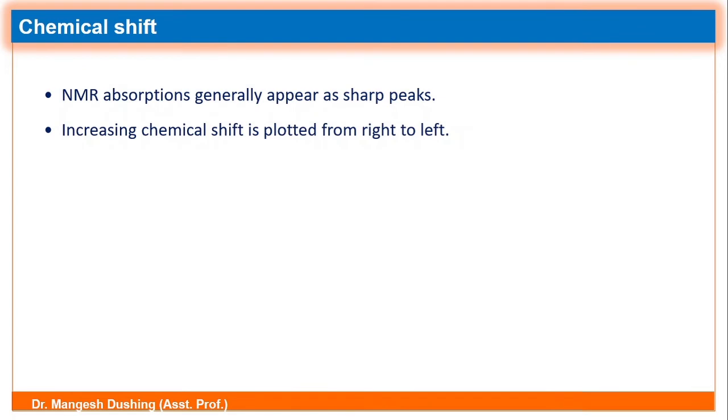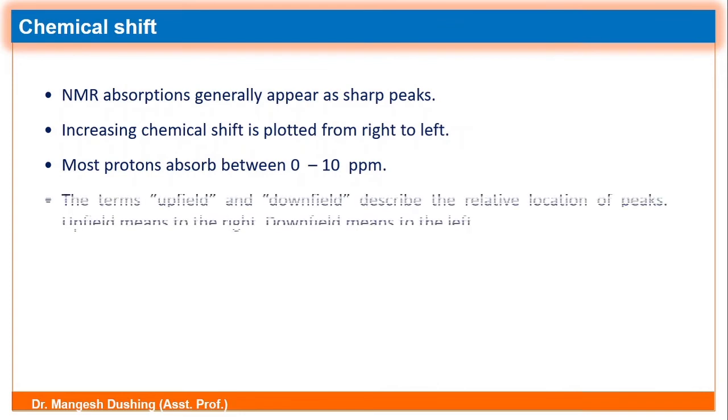Increasing chemical shift is plotted from right to left. So from right to left, the chemical shift values are increasing. Starting with TMS, that is 0 to 10. Most protons absorb between 0 to 10 ppm. Some protons, rarely, go beyond 10 or come below 0 also. But most protons, in most organic compounds, absorb between 0 to 10 ppm only.